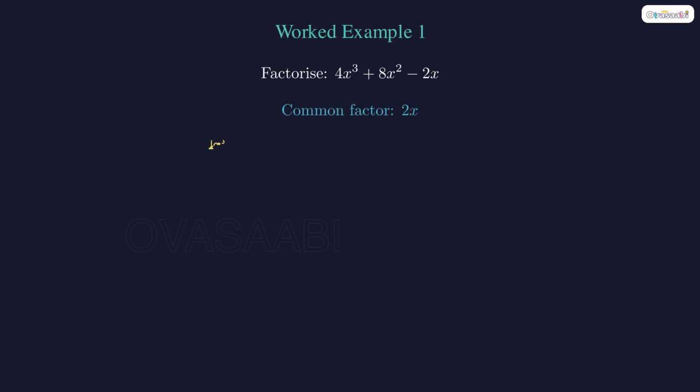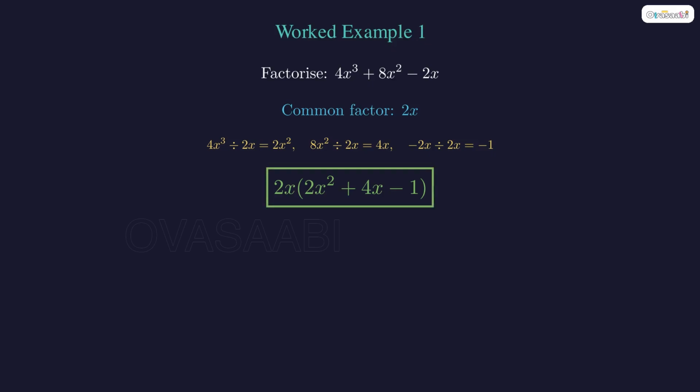Let's factorize 4x cubed plus 8x squared minus 2x. The common factor is 2x. Divide each term by 2x. We get 2x times (2x squared plus 4x minus 1).